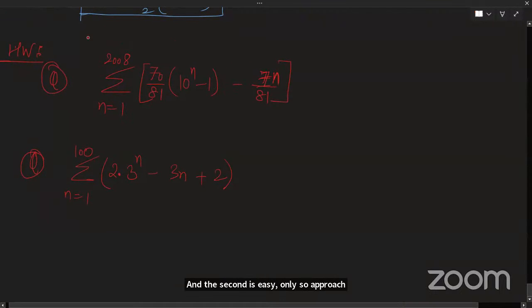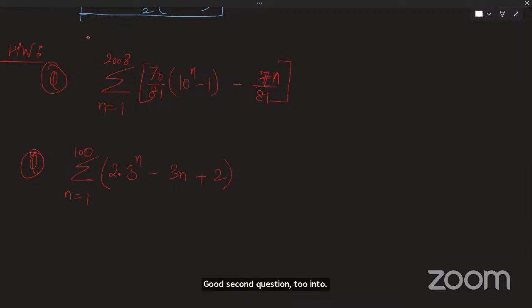So the second question is 2 into 3 to the power n, minus 3n plus 2. Okay, fine. So that's it for today. Thank you. Have a nice day. I hope you have understood everything. And please do that one question also, that one S and T, and that A101 and B101, that one also.